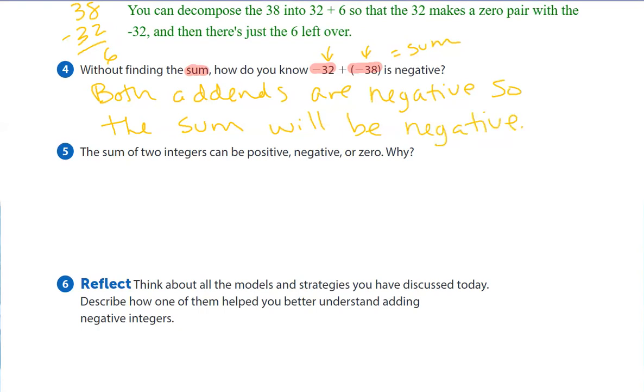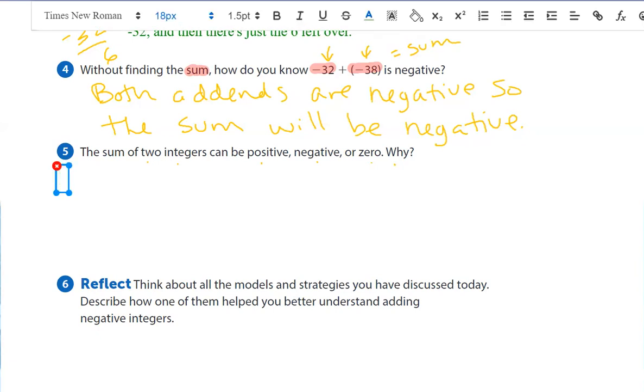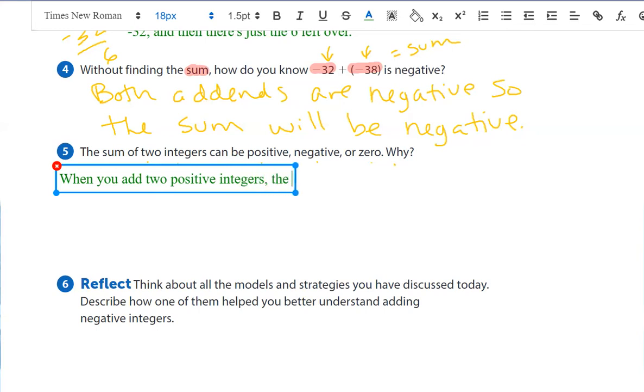Okay. Number 5, the sum of two integers can be positive, negative, or 0. Why? Because when you put numbers together, you could get other numbers. You think they'll accept that answer? I somehow doubt that. So let's see. This is going to be a long one. When you add two positive integers, the sum will be greater than either addend.